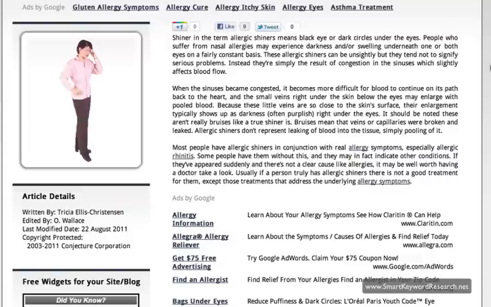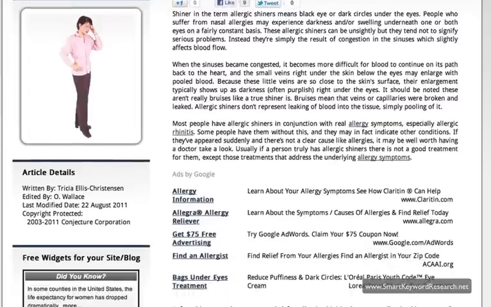Instead, they're simply the result of congestion in the sinuses, which slightly affects blood flow.